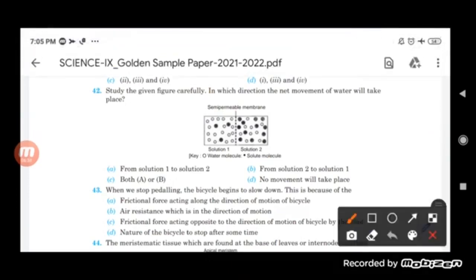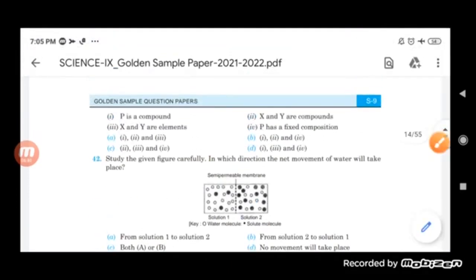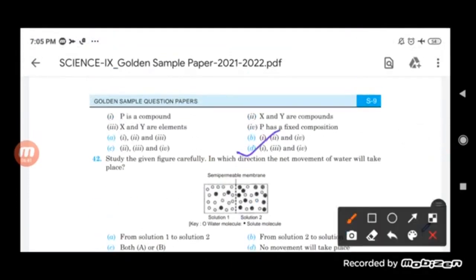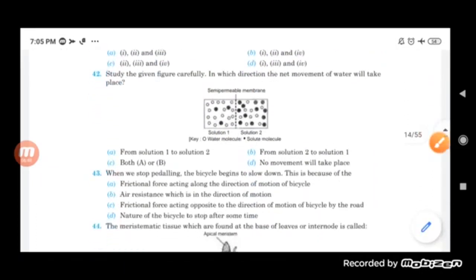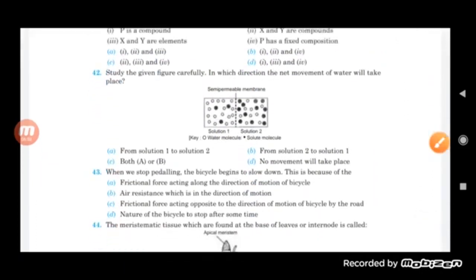So according to that, students, we can say here that the correct option will be D, in which first, third and fourth will be the correct options, students. Now let us move on and see question number 42. In question 42, study the given figure carefully.